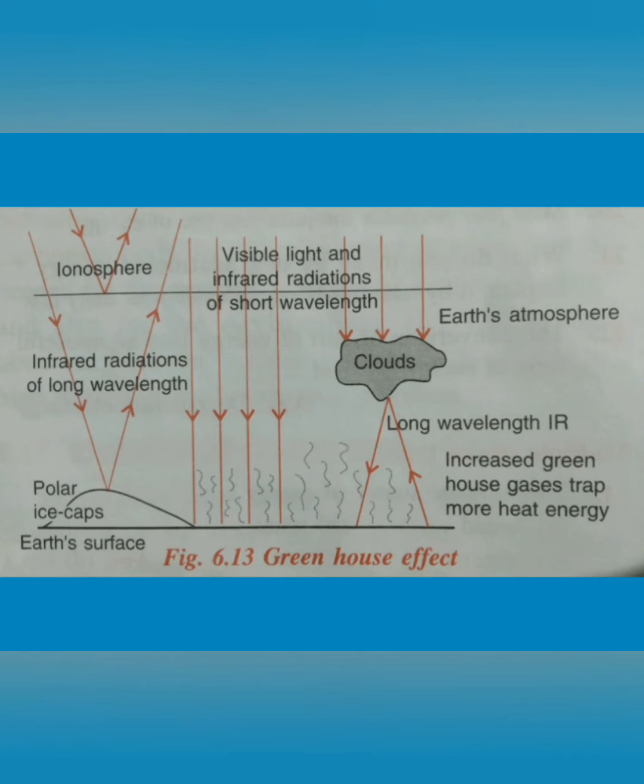Now, Earth's surface radiates infrared radiations of long wavelength. For these radiations, the Earth's atmosphere is opaque, so they are reflected back by the clouds and are absorbed by the gases present above the Earth's surface. Thus, the clouds and gases prevent the long wavelength infrared radiations from escaping into space and keep the Earth's surface warm. The gases which are good absorbers of long wavelength infrared radiations are called greenhouse gases. These gases actively contribute in trapping the heat energy within the atmosphere.